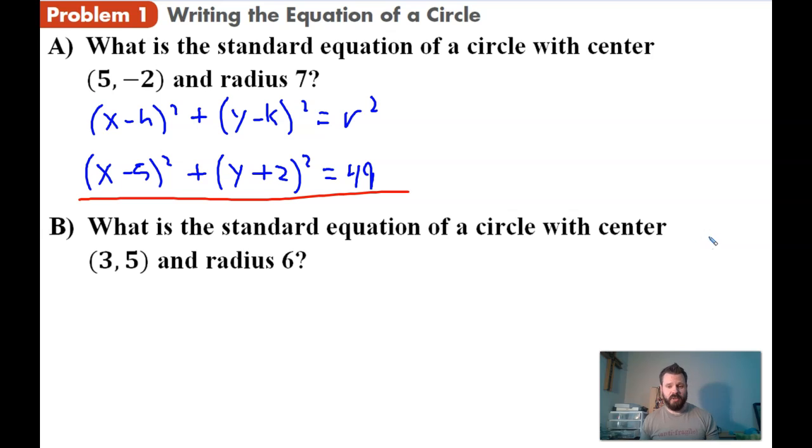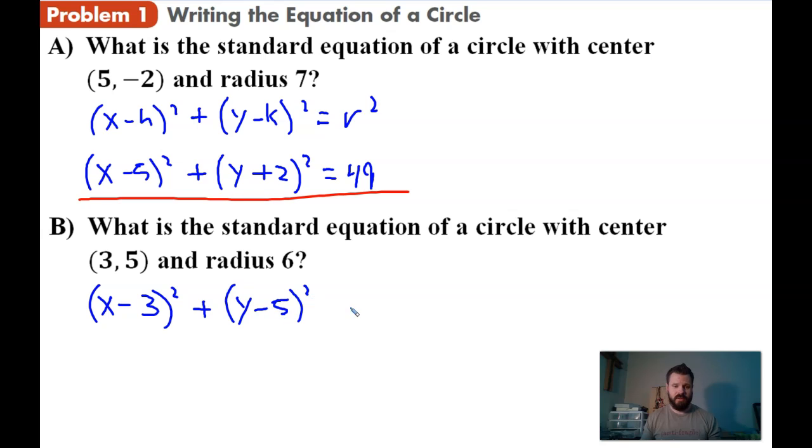B is the same idea. Why don't you take a minute, pause the video, fill in B, and then press play to check your answer. Alright, so filling things in, we have (x minus the x coordinate 3) squared, plus (y minus the y coordinate) squared, is equal to the radius squared, which in this case would be 36.